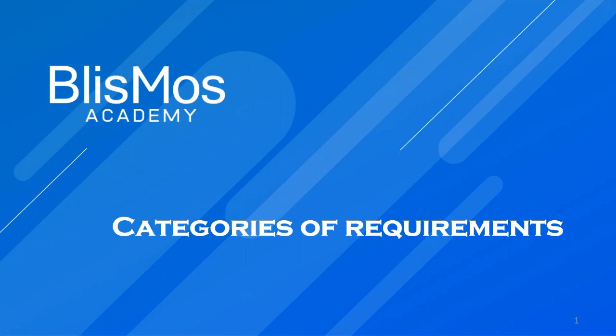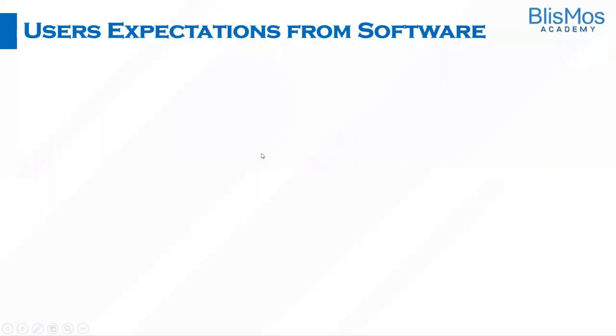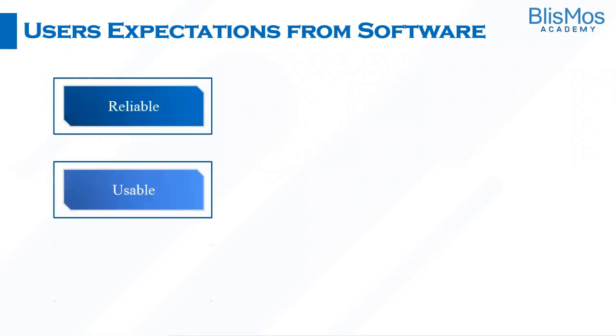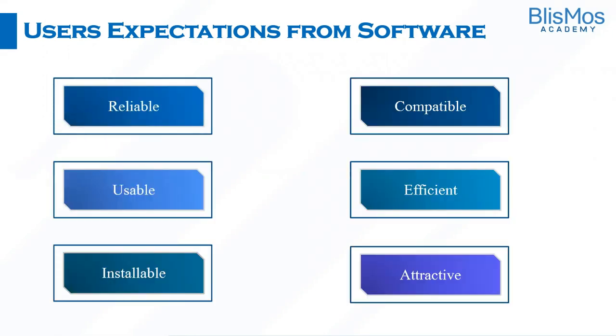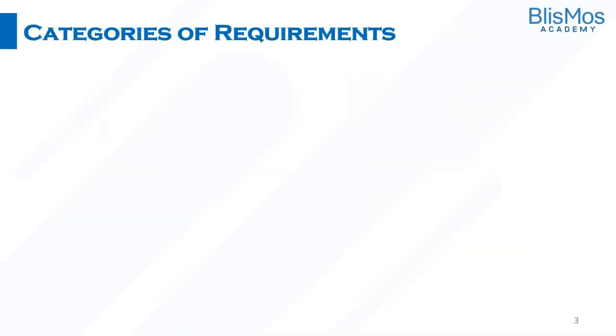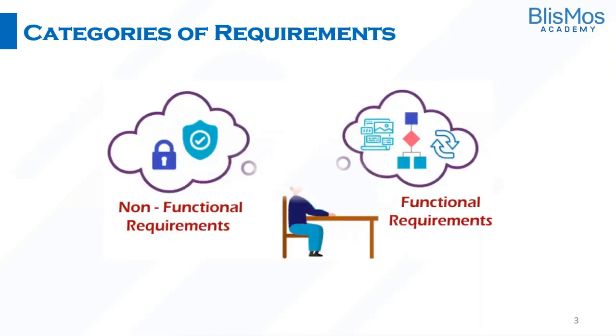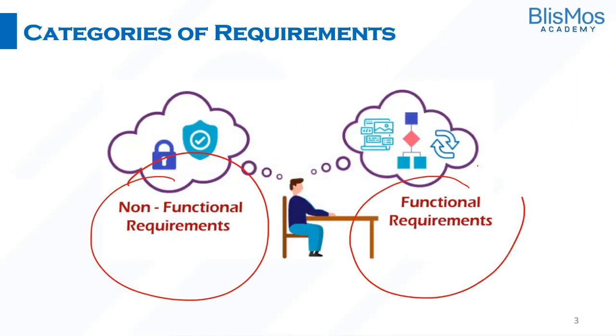As a part of this video, we'll understand what are the categories in software requirements. In our previous video, we understood what are the different user expectations from a software. We understood software should be reliable, it should be compatible, usable, efficient, installable, and attractive. These user expectations can be classified into either non-functional requirement or functional requirement.